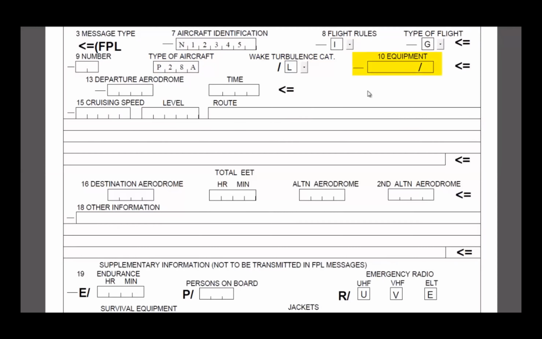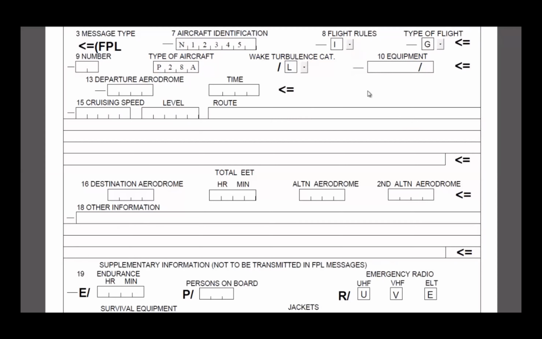Item 10 is next. This is where you would list out all the radio communication, navigation, and approach aid equipment and capabilities you have in your plane, using a letter for each item. If you have standard NAVCOM approach aid equipment consisting of VHF radio, VOR, and ILS, then you can use the letter S, which stands for standard equipment.